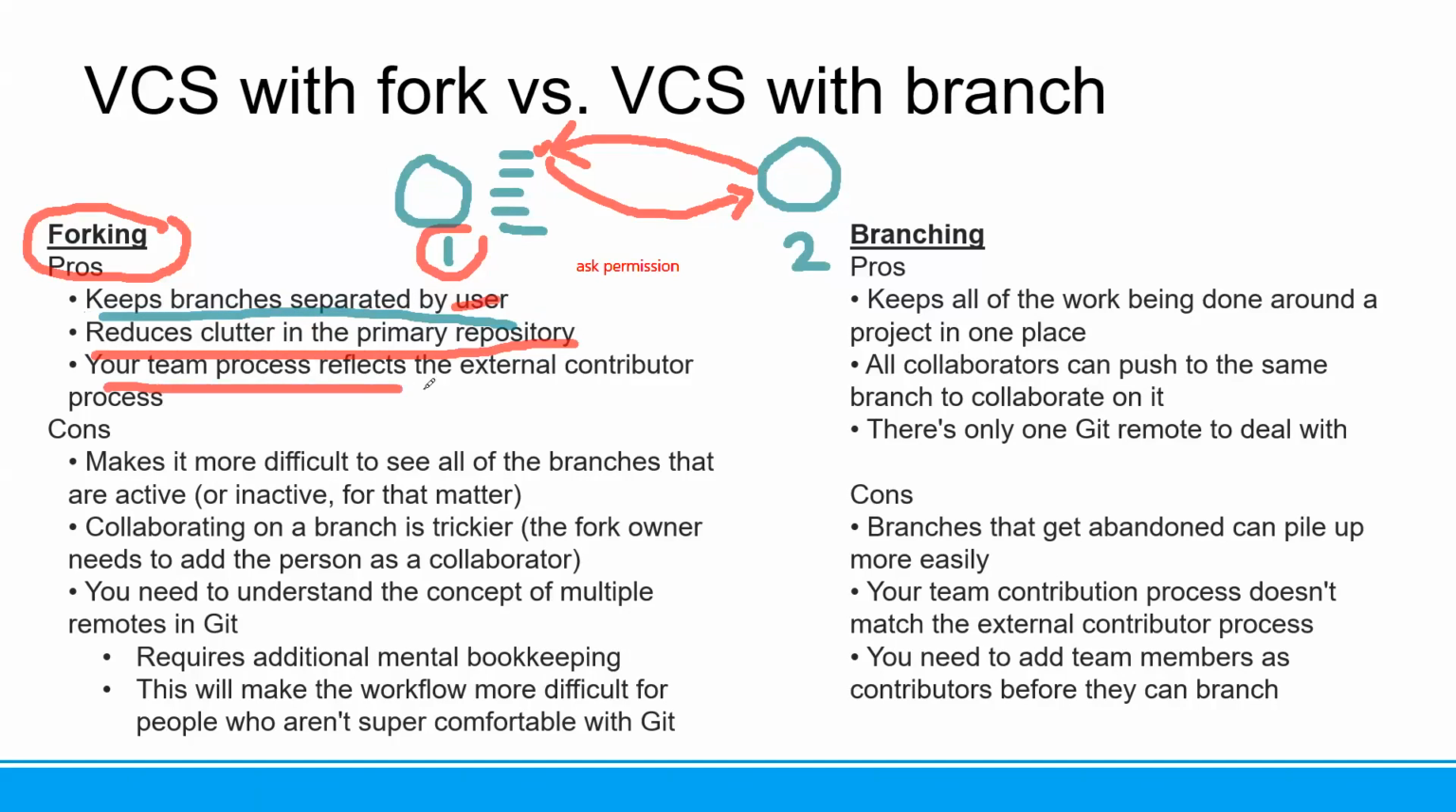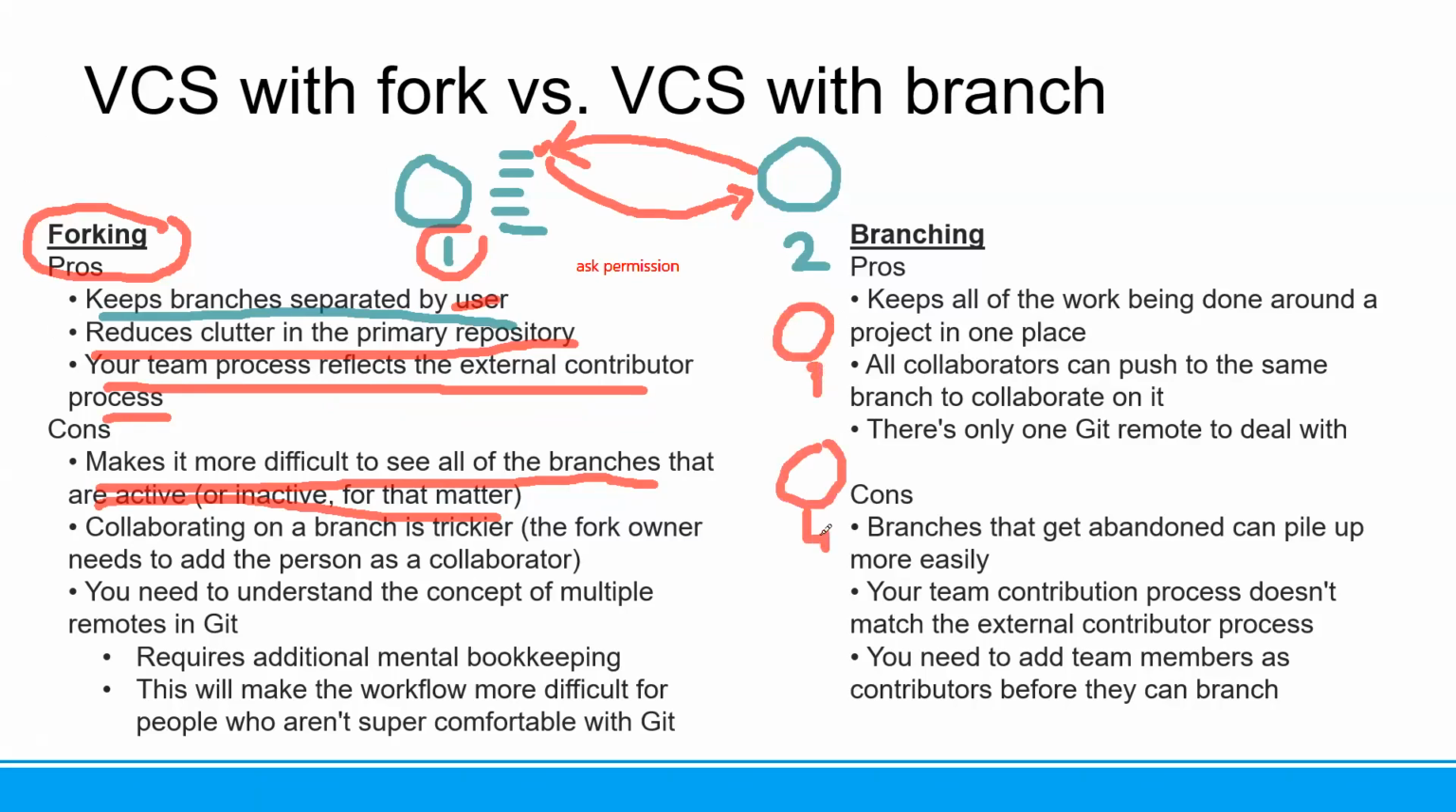And your team process reflects the external contributor process. So there are other collaborators, or other contributors, to your code. But it makes it more difficult to see all the branches that are active. So this is the con, or the demerit, of using fork. Because if there are so many branches, I do not know. Maybe we have another user 3, another user 4.